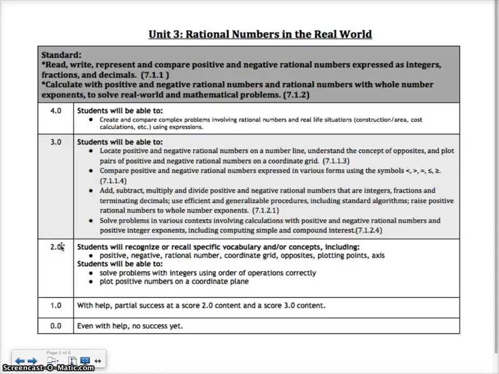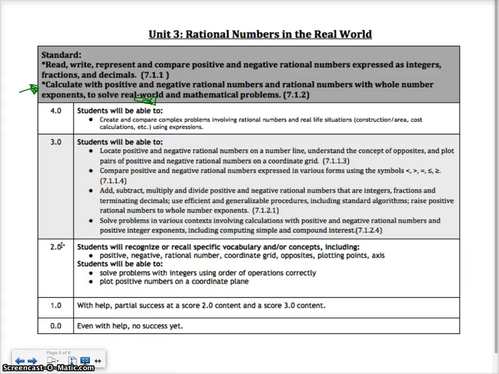7th graders, today you are going to continue with the second standard that we're discussing, calculating with positive and negative rational numbers. We're not going to deal with exponents today. You will have some real world and mathematical problems. That's always your word problems.